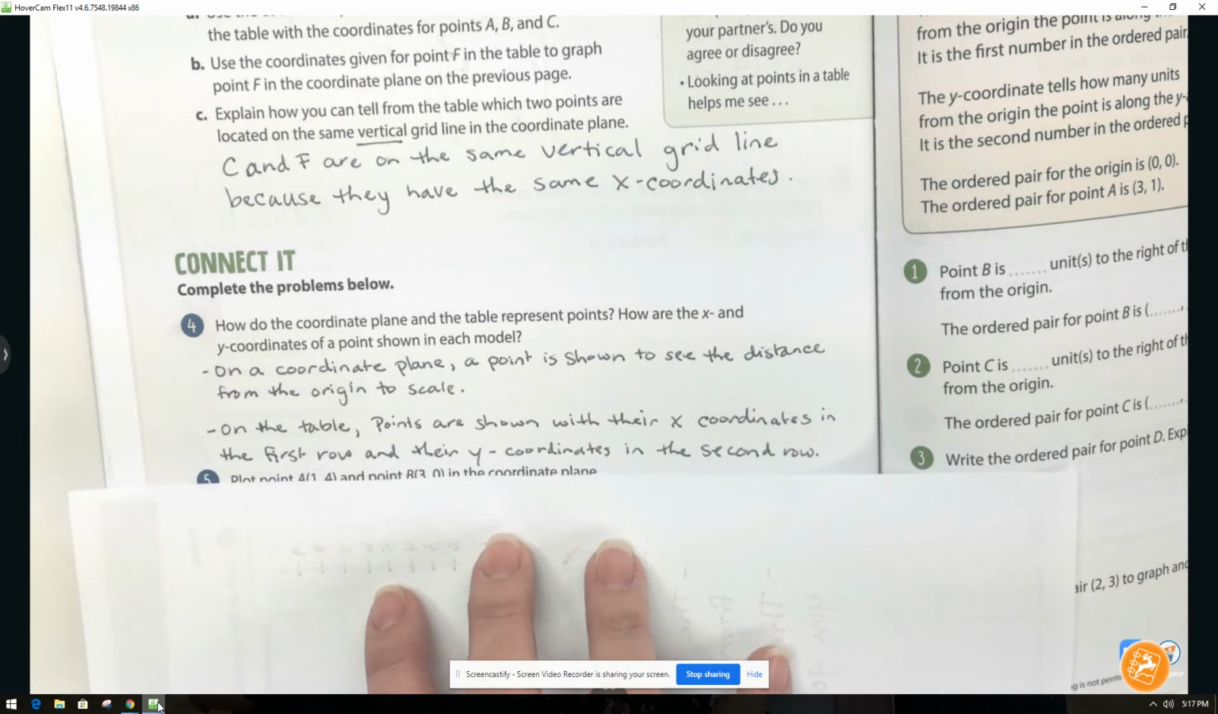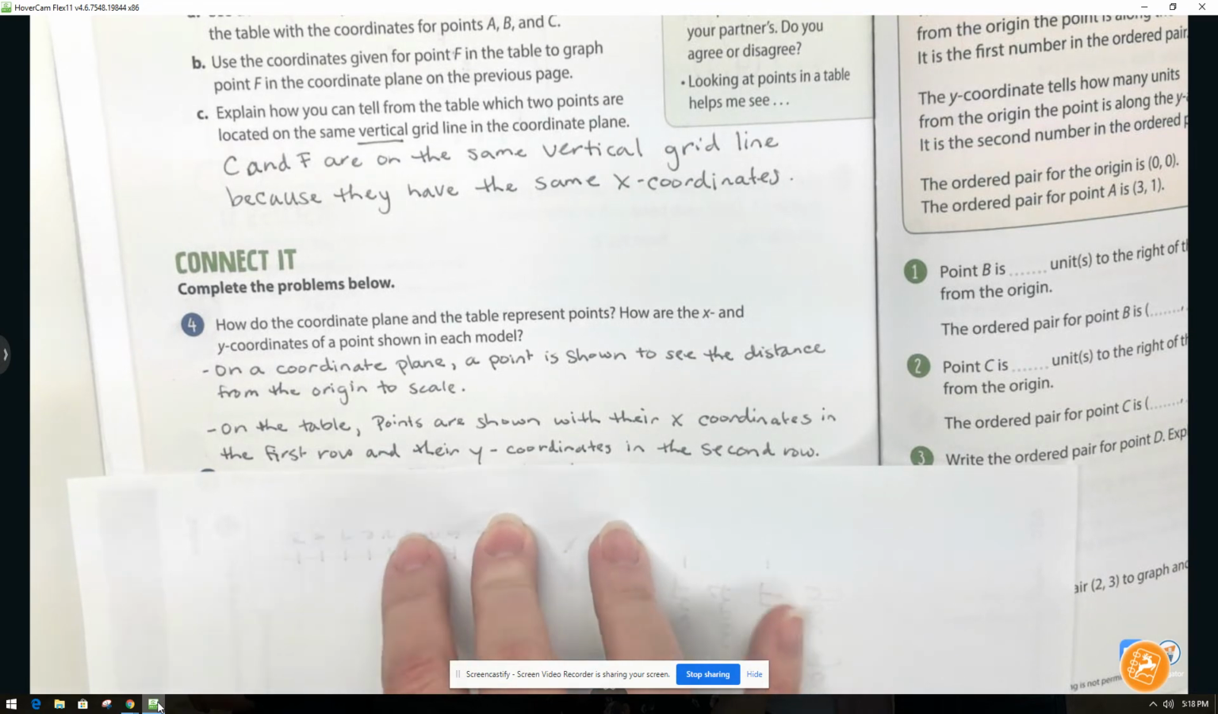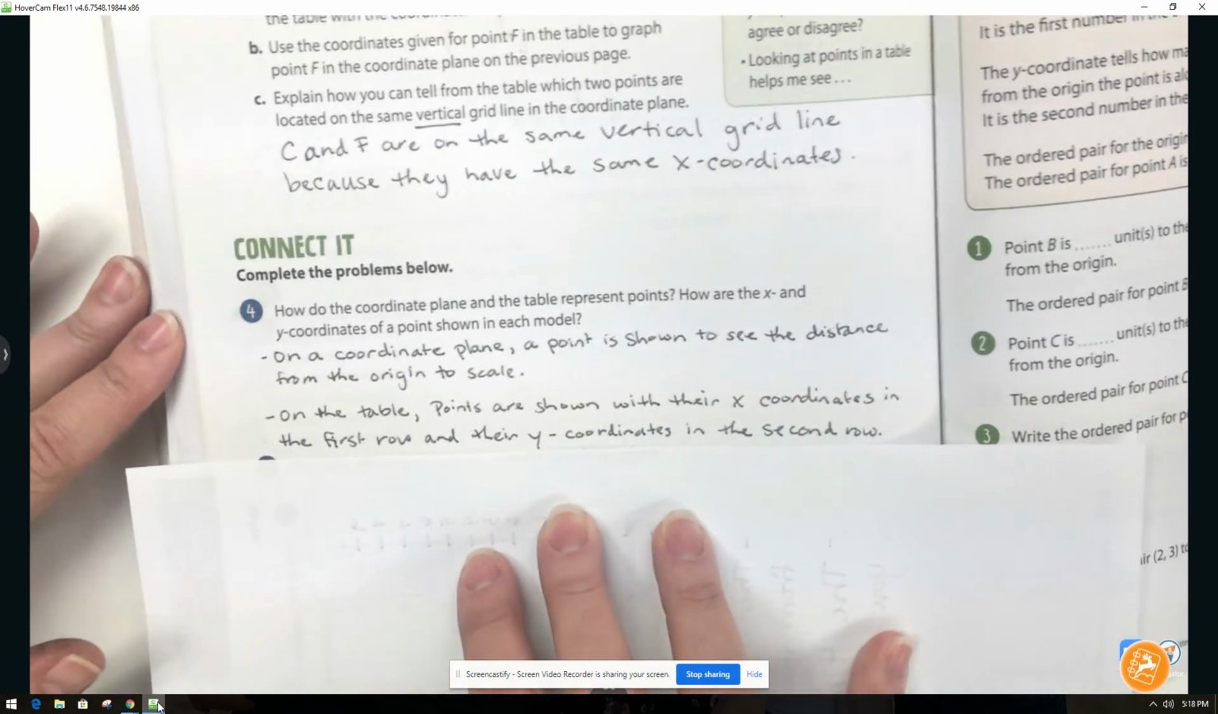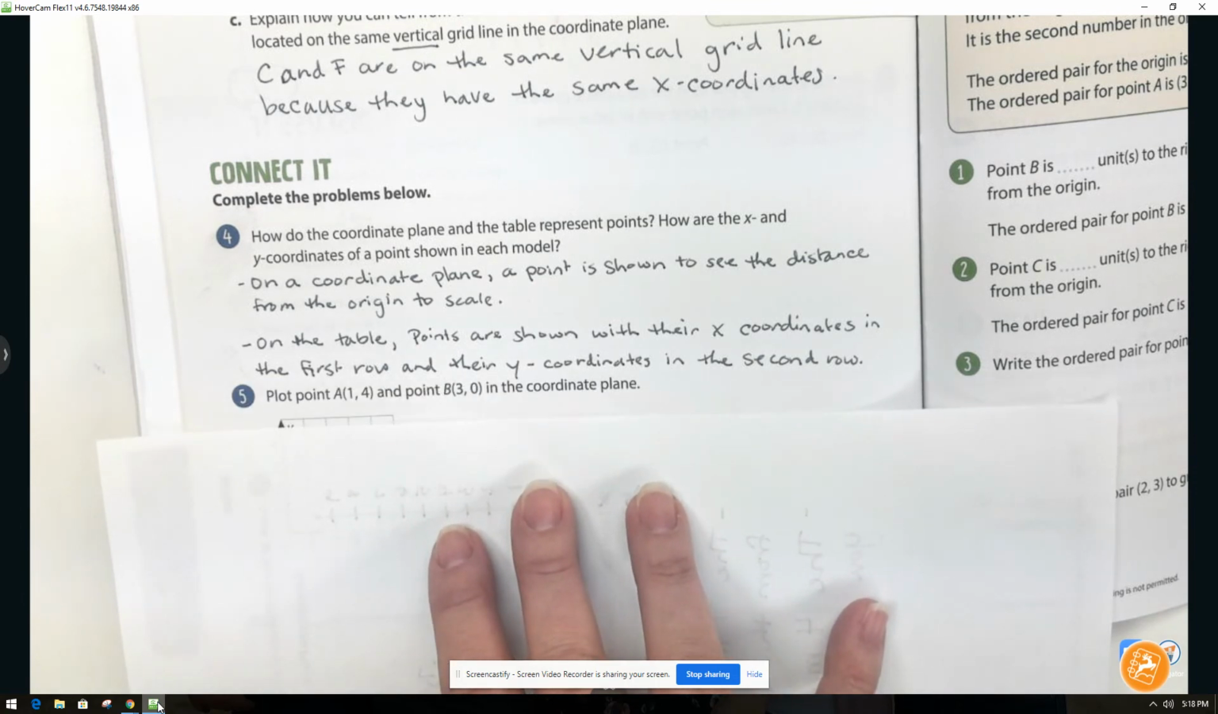On the table, the points are shown with their x coordinates in the first row and their y coordinates in the second row. So it's a little bit easier to look at and compare all the x and y coordinates, but you wouldn't really see what they look like on an actual coordinate plane. So that's the biggest difference between the table and the actual coordinate plane: one just shows the x and y values and the other shows what it looks like in data.